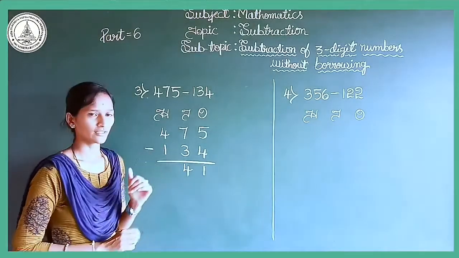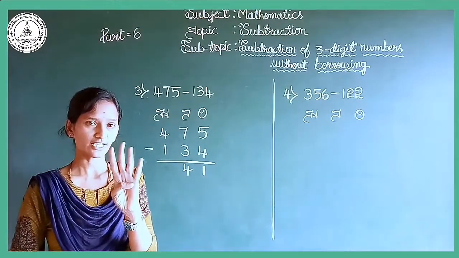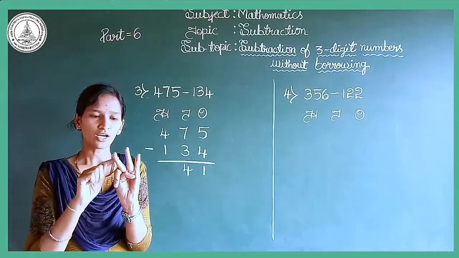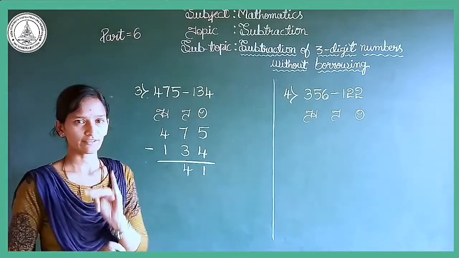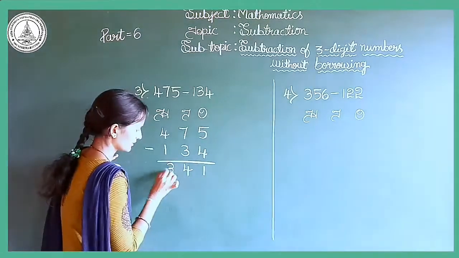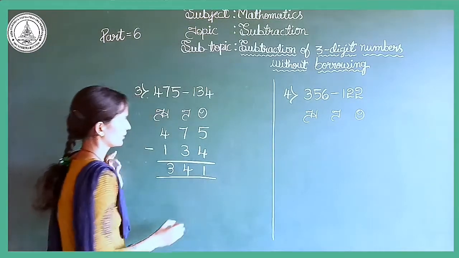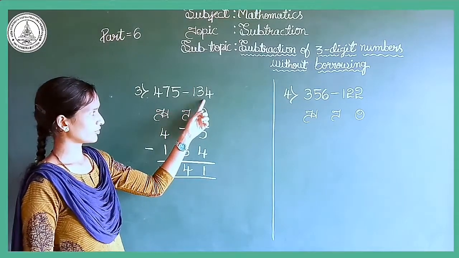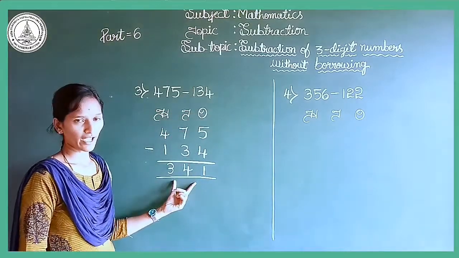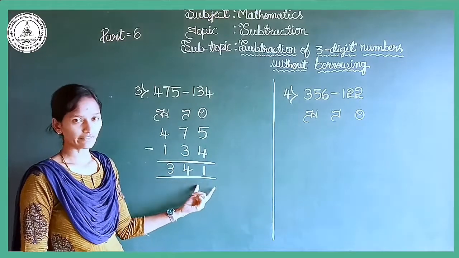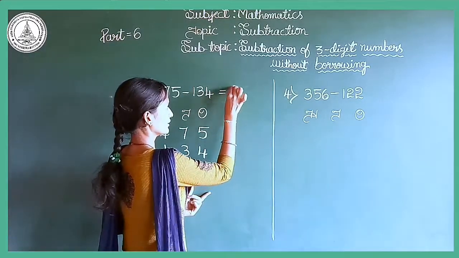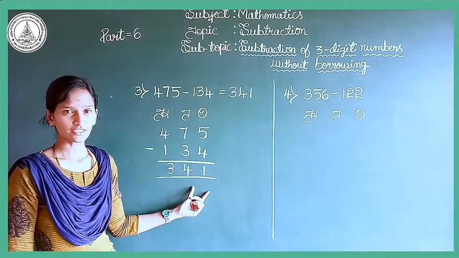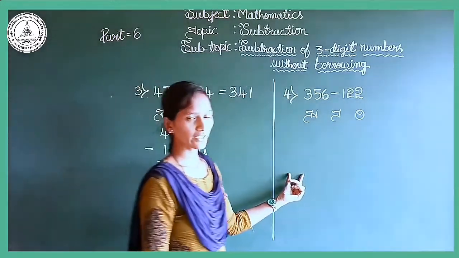Right? Come to the last one. 4 minus 1. See here, 4 fingers. In that you have to close how many? 1. 1, 2, 3 fingers are left here. Write down here 3. So 475 minus 134 gives the difference as 341. So write down here 341. Right? Come to the fourth one.